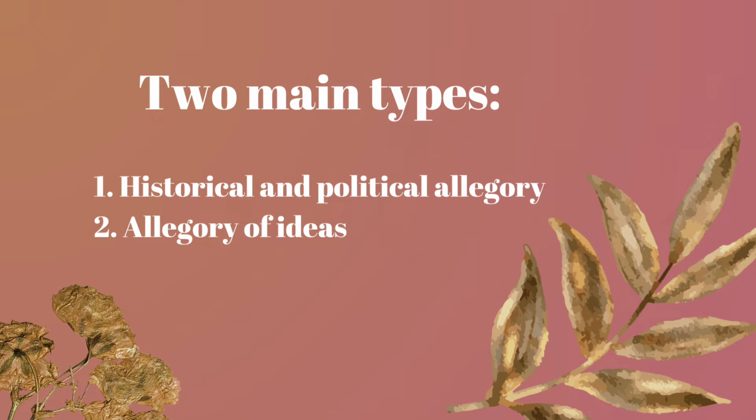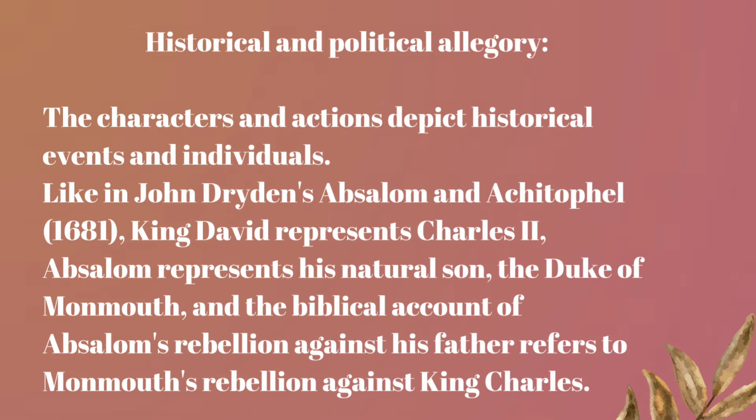An allegory is mainly of two types. The first one is historical and political allegory, and the second one is an allegory of ideas. The historical and political allegory is written about some historical event or person. For example, in John Dryden's Absalom and Achitophel, which was written in 1681, King David represents Charles II. Absalom represents the natural son of Charles II, who was the Duke of Monmouth, and Absalom's rebellion against his father depicts Monmouth's rebellion against Charles II.